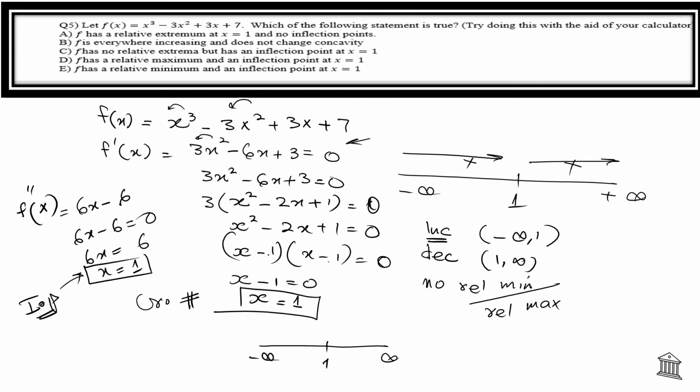If I have 1 here, from negative infinity till infinity, now put a number between negative infinity and 1 in the second derivative. For example, if I choose 0 and put it in the second derivative, I get a negative answer, negative 6. If I choose 2 and put it in the second derivative, I get a positive sign. Negative means concave down and positive means concave up. So here I can say that 1 is actually my inflection point.